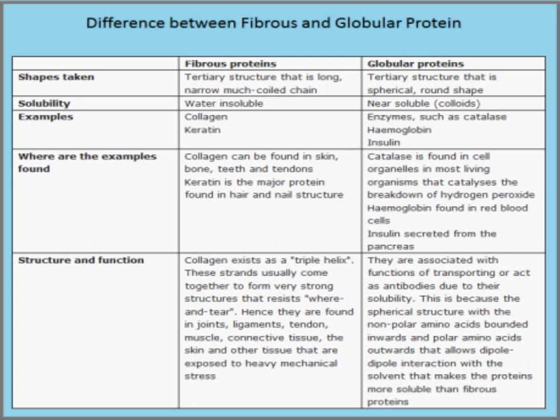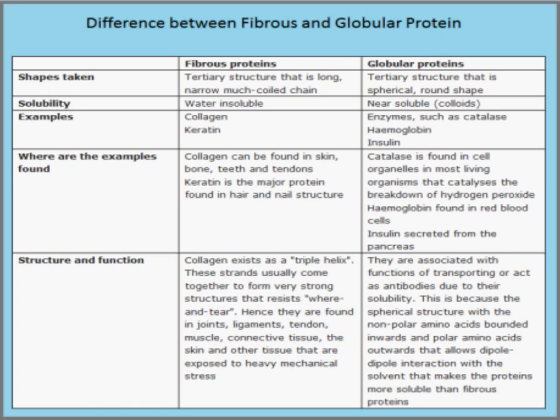Structure and function of collagen: they exist as a triple helix. These strands usually come together to form a very strong structure that resists wear and tear. Hence, they are found in joints, ligaments, tendons, muscles, connective tissue, the skin, or other tissues that are exposed to heavy mechanical stress.